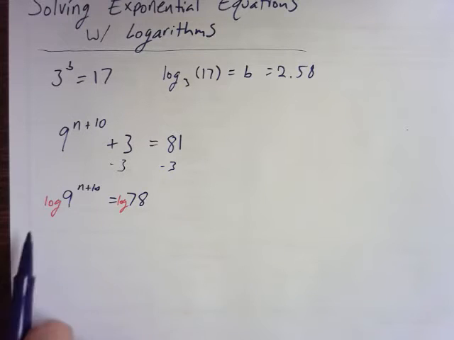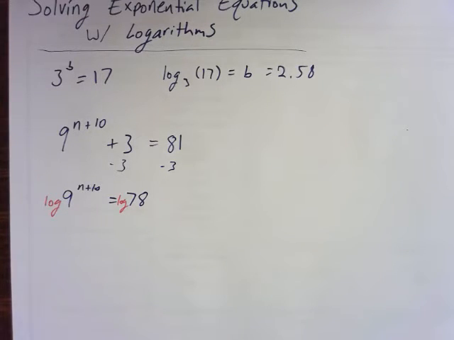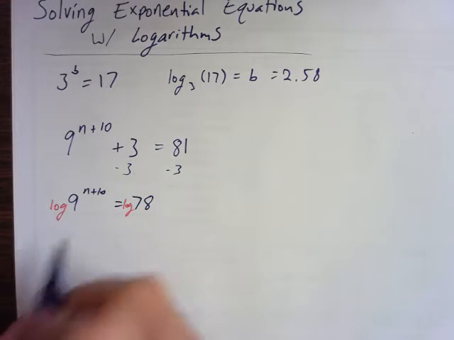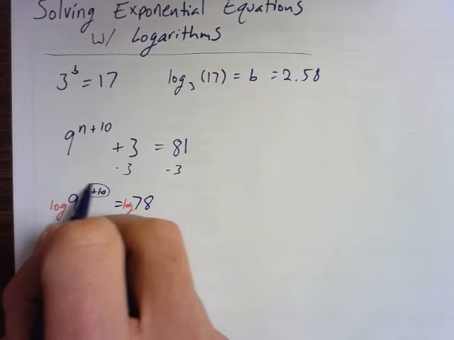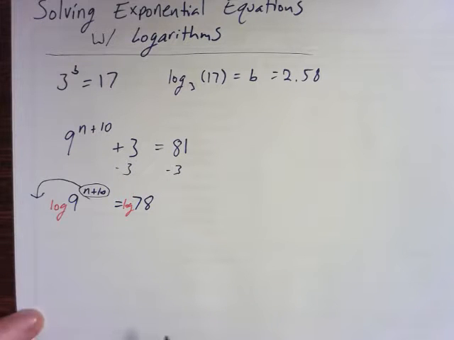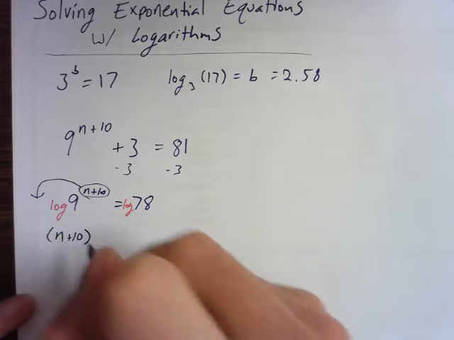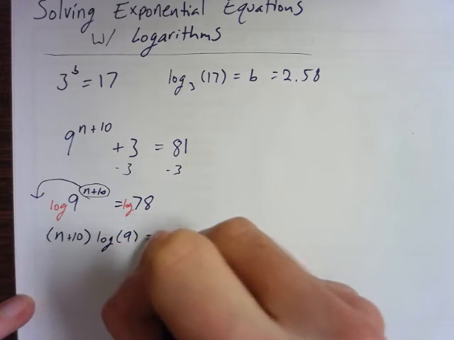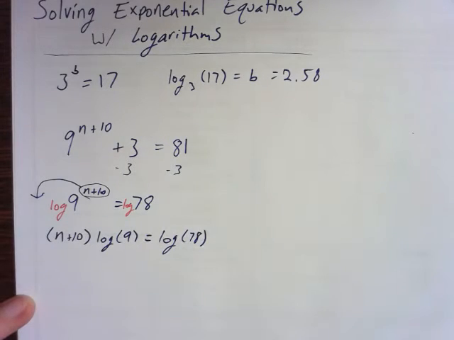But as long as I do the same thing to both sides, it has to be the same base, log base 10 on both of these. It really doesn't matter. Okay, so I can use my power property, which tells me I can take my exponent and move it to the front of my logarithm. And so I would have n plus 10 times the log of 9 equals the log of 78. Just like that.